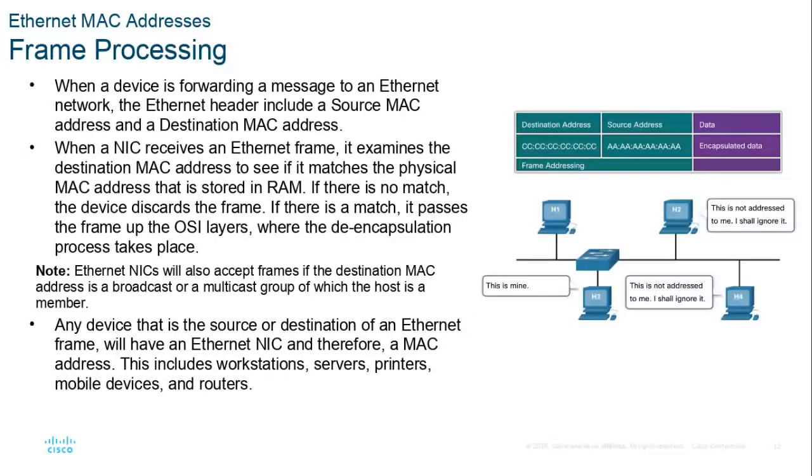Okay, he's talking about frame processing. When a device is forwarding a message, the Ethernet header is going to include the source MAC address of the device that created it and a destination MAC address that is the intended recipient of the data. When a network interface card receives an Ethernet frame, it looks at the destination address and sees if it matches its own address. So in this case, H1 has sent out a message to H3, and H1's source address is all A's and H3's address is all C's.